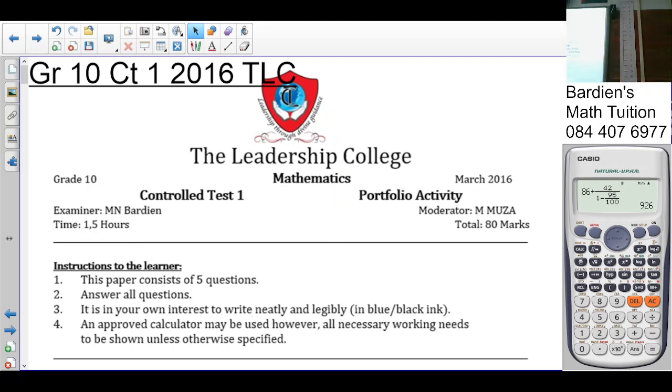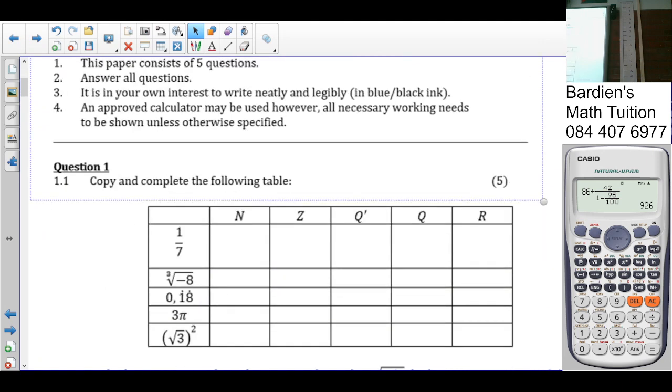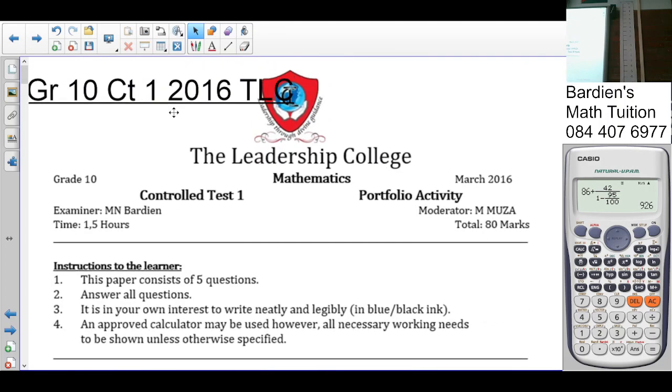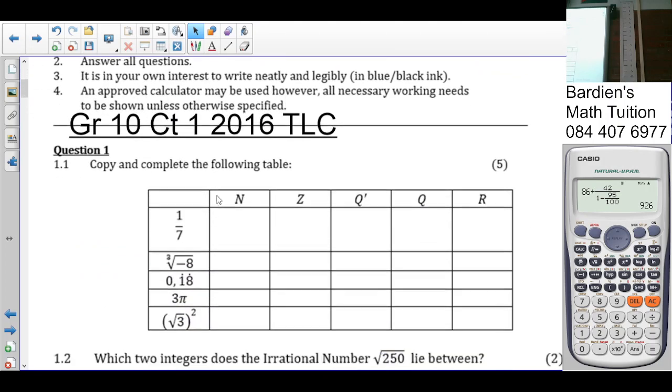Alright, so this was the grade 10 paper, the control test. As I explained to the group, question 5, which is your exponents, wasn't done with this group as yet. But since it's in the paper, I'm going to complete it one time. So this is control test 1 of 2016, the Leadership College.